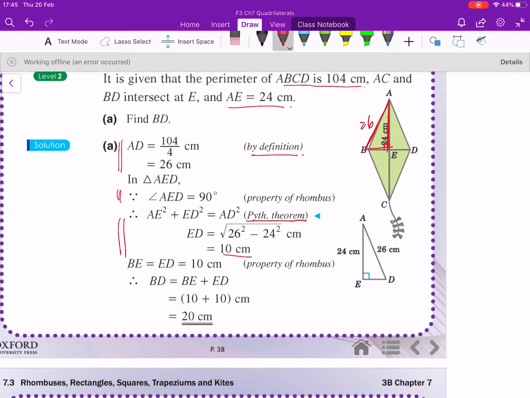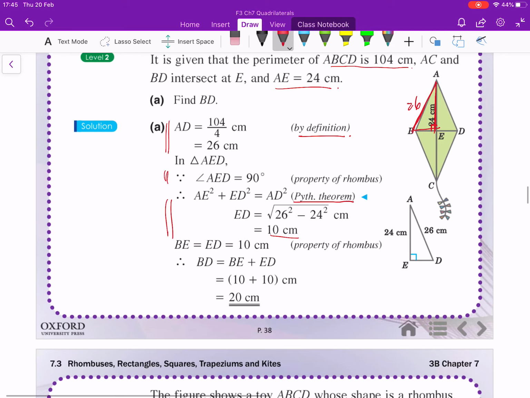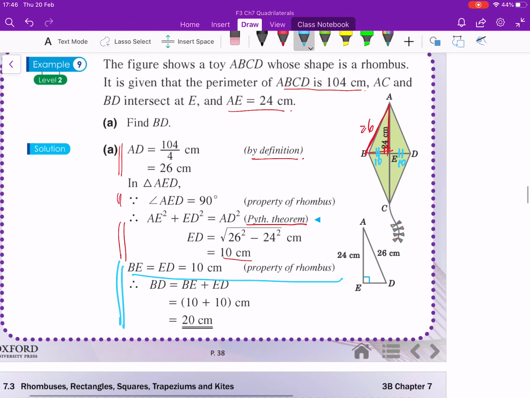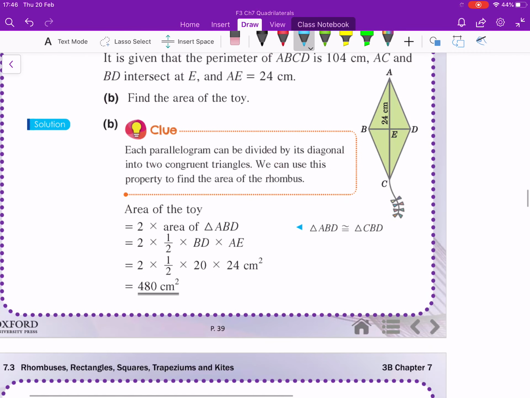Finally, BD. By property of parallelogram, or you may say the property of rhombus, the length of BE equals the length of ED here. So this is 10 cm and this is 10 cm. Therefore, BD, the whole length is 20 cm. Okay, this is part A of this question. And we may go to part B of this question.